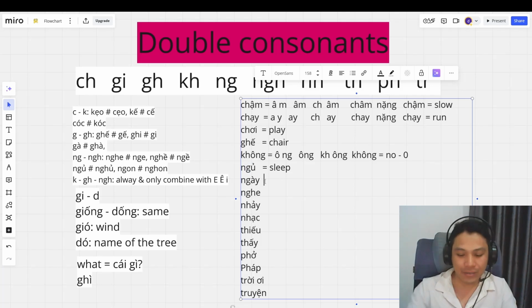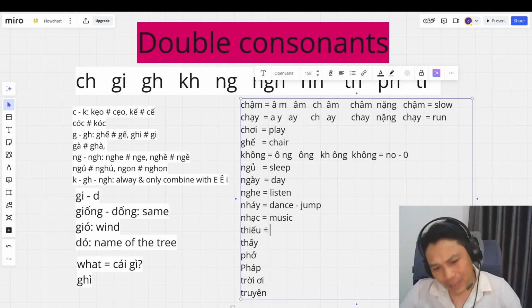Alright, and this one ngày, it means day. Alright, and this one nghe, it means listen. Alright, or like this one, nhảy, nhảy. It means dance or jump, right? And this one nhạc, nhạc. It means music, music.